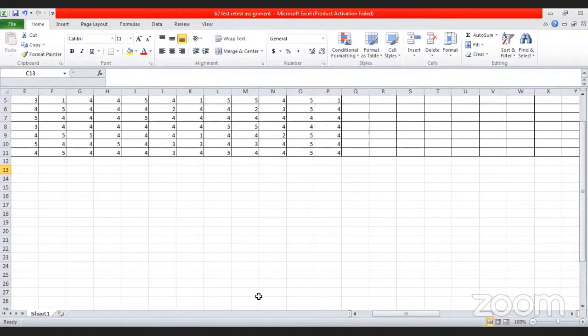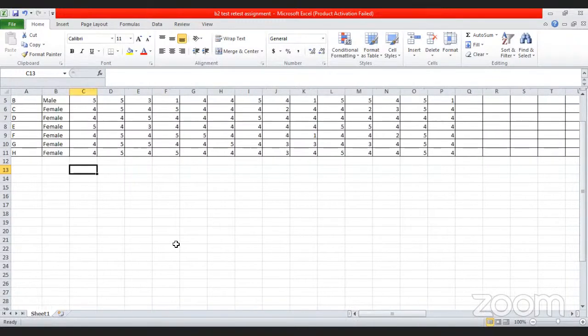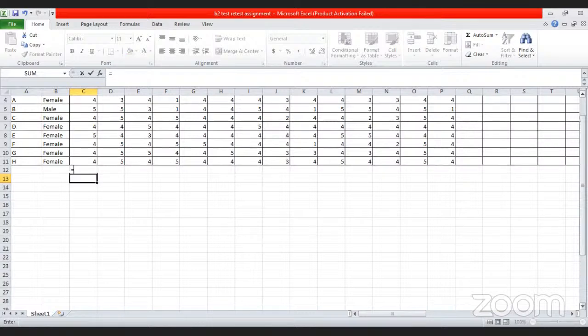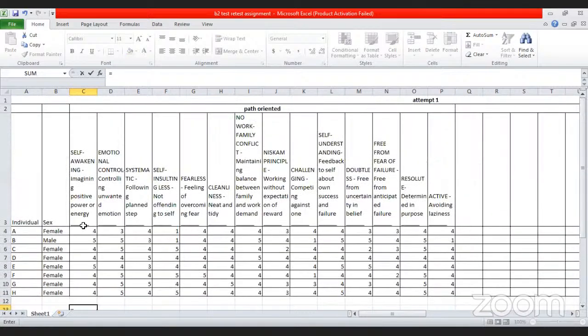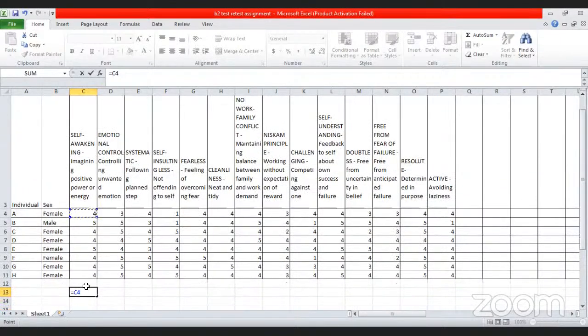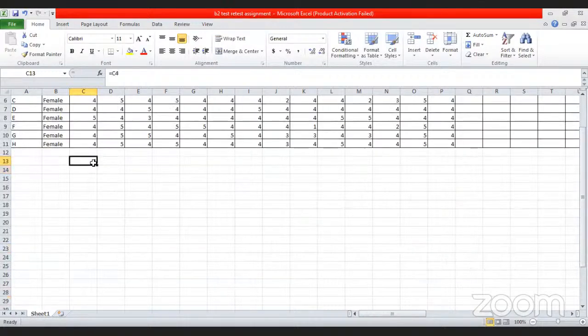So I will do equal to, then I will select this cell, enter, so I get this value. I will just drag it down to get all of this data.